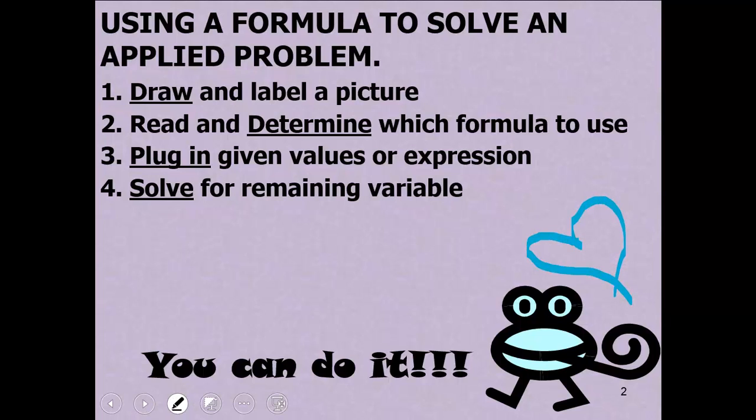All right. When you are using a formula to solve a problem, just like last night, we're going to draw and label the picture. Go ahead and figure out which formula to use. We're going to be talking angles today, so we've got to remember what a couple of those formulas are. Again, every formula you need is in the front or the back cover of the book. Plug in and solve.